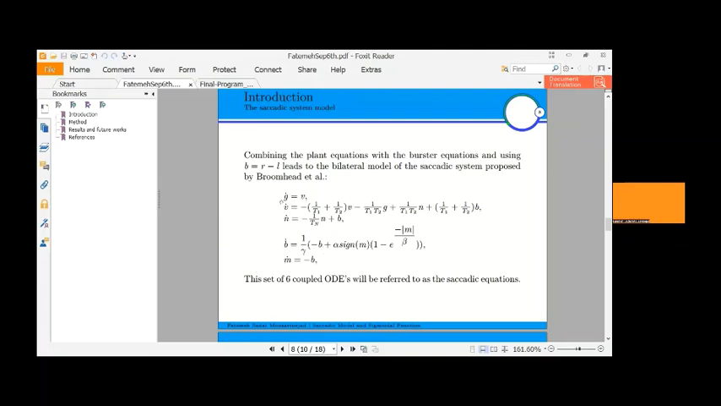Actually, in this model, we combine the plant equations, I mean G dot, V dot, and N dot, with the burst equations, I mean B dot and M dot. We suppose that B equals R minus L. This set of 6 coupled ODEs will be referred to as the saccadic equations.